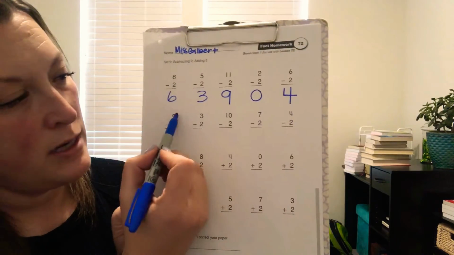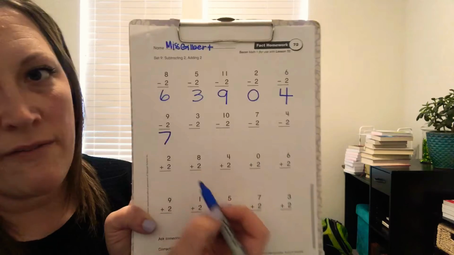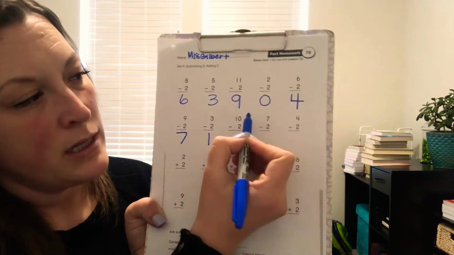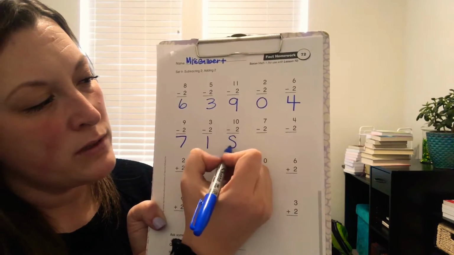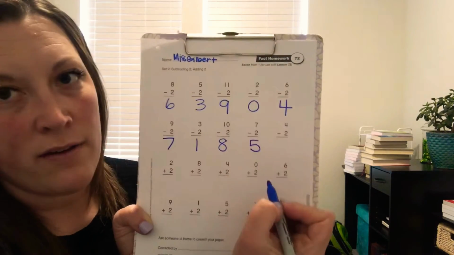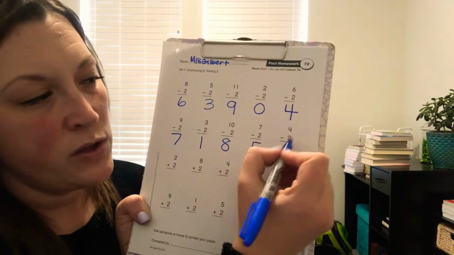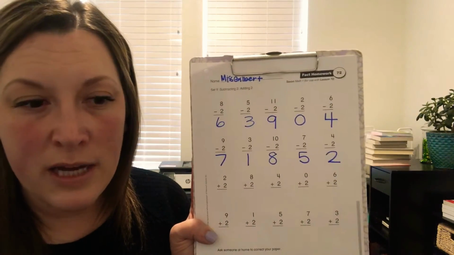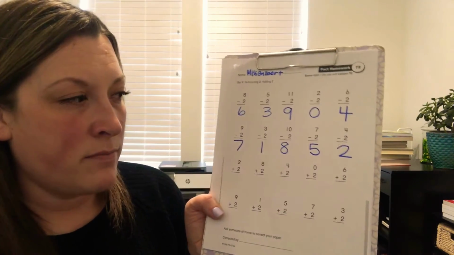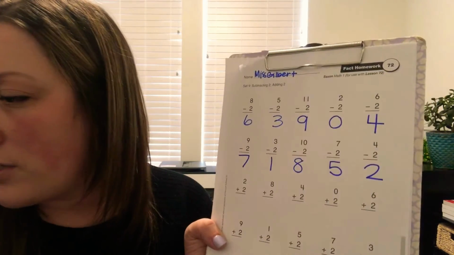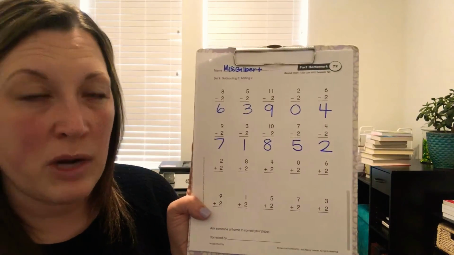Second row, 9 minus 2 equals 7. 3 minus 2 equals 1. 10 minus 2 equals 8. 7 minus 2 equals 5. 4 minus 2 equals 2. I know if I'm going a little fast, I apologize. You can always pause it and do it on your own and then check it with me. And then also I'll send home some flashcards in your next packet that will be minus 2, okay? So you can practice those at home.